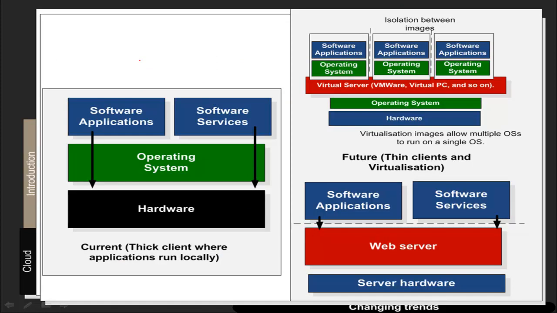So generally we're moving away from what's called a thick client. With a thick client we have our hardware, we install an operating system on it, and then we run software applications and services on the operating system. The move is now towards using virtualization. With this, we can install a virtual server such as VMware or Virtual PC, and then inside there we can run multiple operating systems, all of which are isolated from each other. So we can have our operating system installed, or we can have bare metal virtualization, where the virtual server runs directly on the hardware.